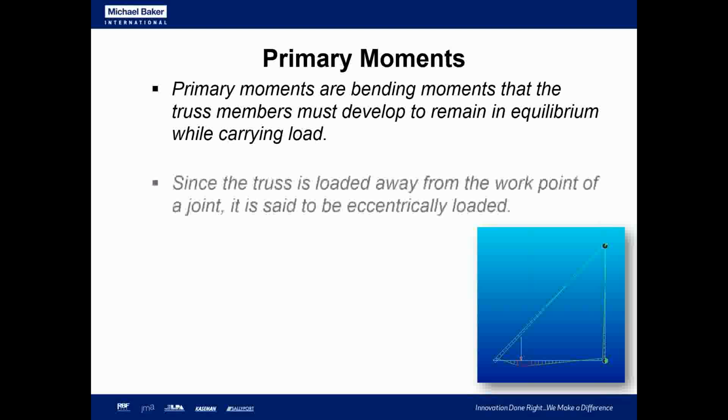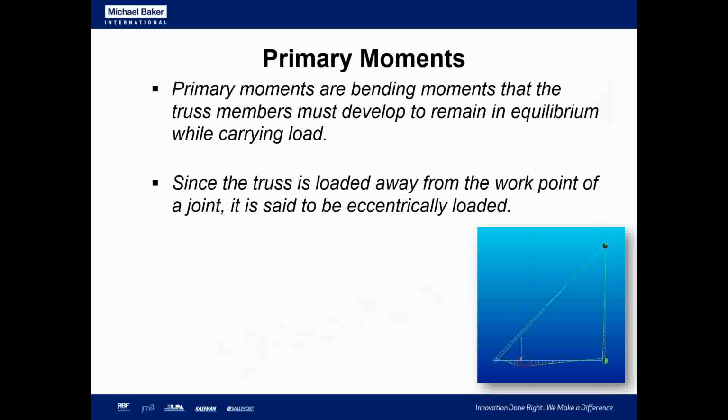load. And so in that first case we saw, a load applied away from a joint will be a primary moment because the truss needs to develop moment to remain in structural equilibrium while carrying that load, since it's not applied at the joint. And as is sometimes said, since the truss is loaded away from the work point of a joint, it is said to be eccentrically loaded. So, primary moment: a bending moment that a truss member must develop to remain in equilibrium while carrying load.